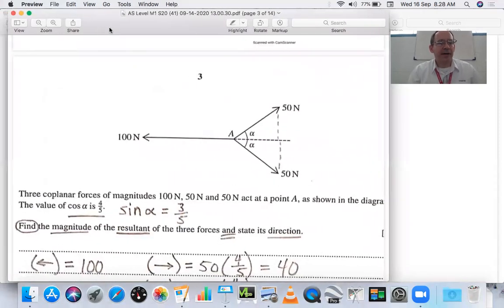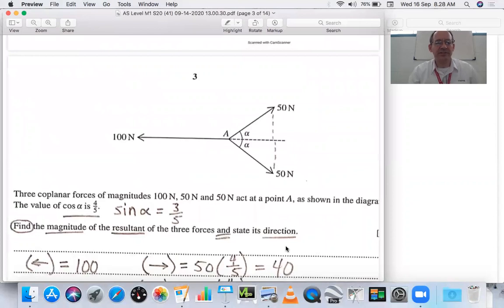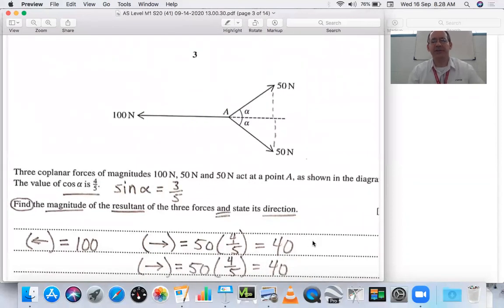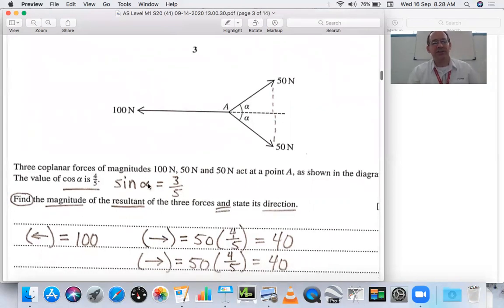Here we have 3 coplanar forces of magnitudes 100 newtons, 50 newtons, and 50 newtons acting at a point A, as shown in the diagram. The value of cosine alpha is 4/5. So right away, we need to resolve forces, and in order to resolve forces horizontally and vertically, we need both sine and cosine. So to get sine, remember cosine is adjacent over hypotenuse. So the 5 is the hypotenuse.